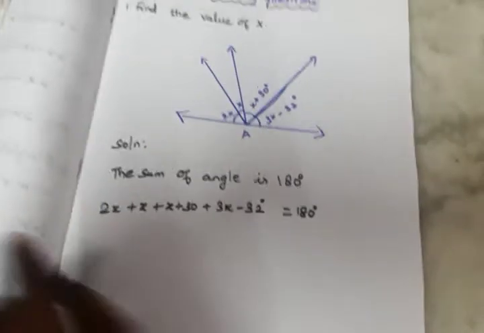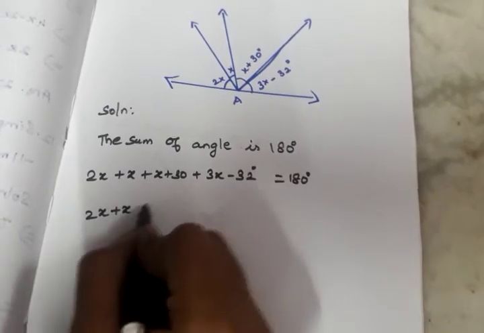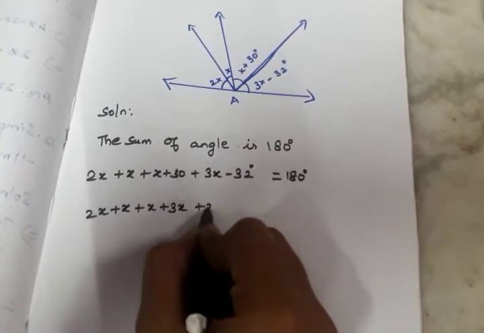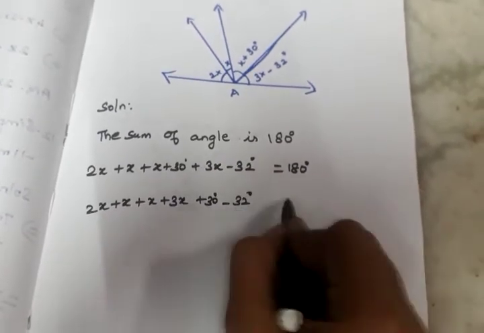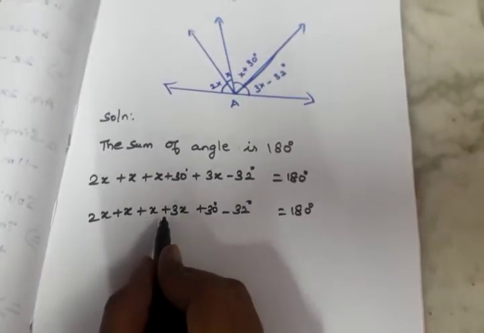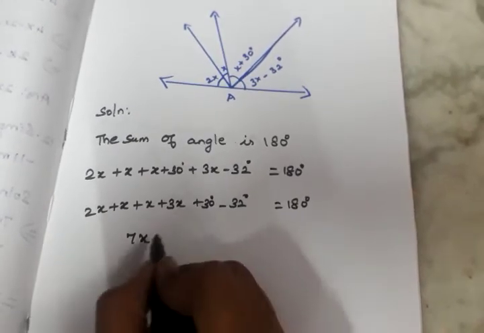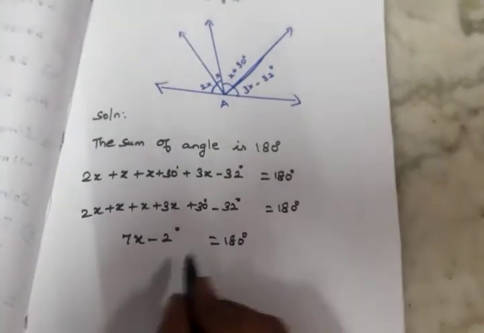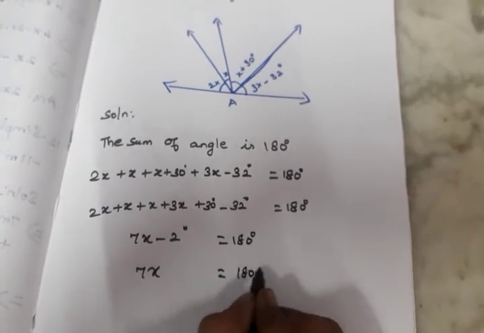Then next, arrange the variables: 2x plus x plus x plus 3x plus 30 degrees minus 32 degrees equal to 180 degrees. So 2 plus 1 is 3, 3 plus 1 is 4, 4 plus 3 is 7x. 7x plus 30 minus 32, which is minus 2 degrees, equal to 180 degrees. So minus 2 transposes to plus 2 on the right hand side. So 7x is equal to 180 degrees plus 2.